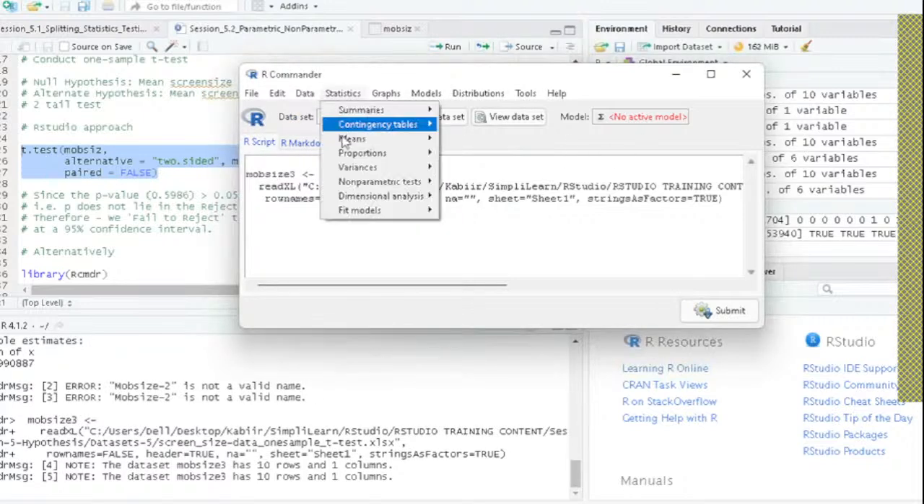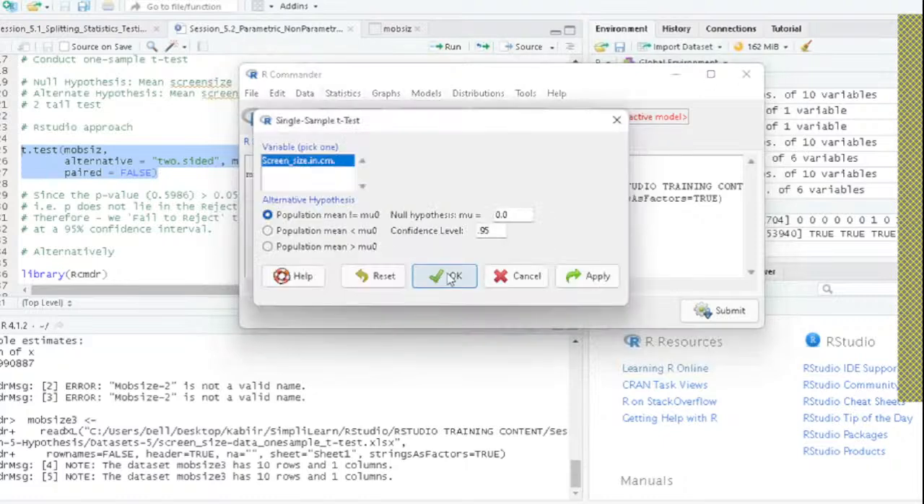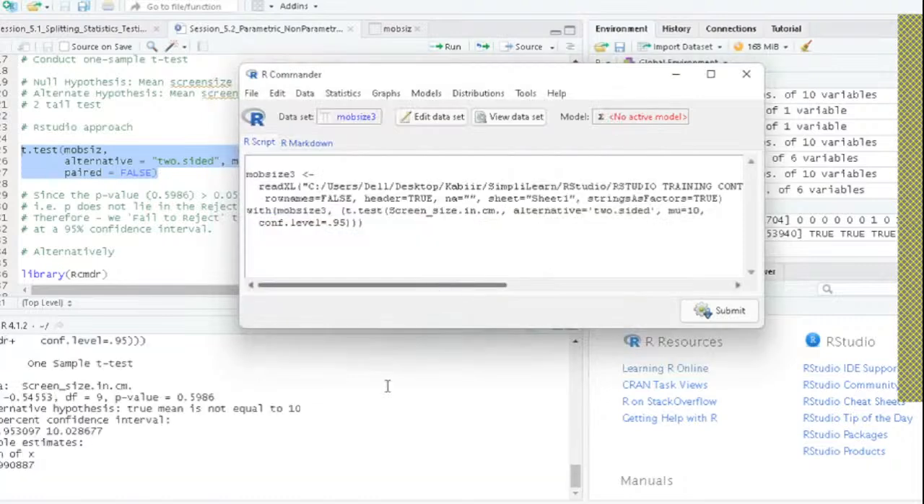I go to statistic, mean, I have single sample t-test. All I have to do is just click OK. I have to just mention null. What is my null? It's 10. Mu is equal to 10, right? And I just click OK. And it's done.